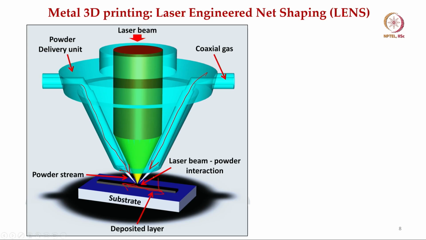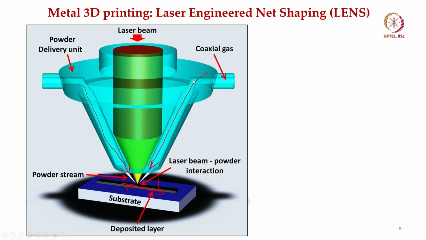What it does, the laser beam melts the powder, then it solidifies as it goes from position A to position B, and here again you need to remember that the substrate material and the powder must be of identical composition. So, if it is stainless steel 316 powder, then a stainless steel 316 substrate must be used.